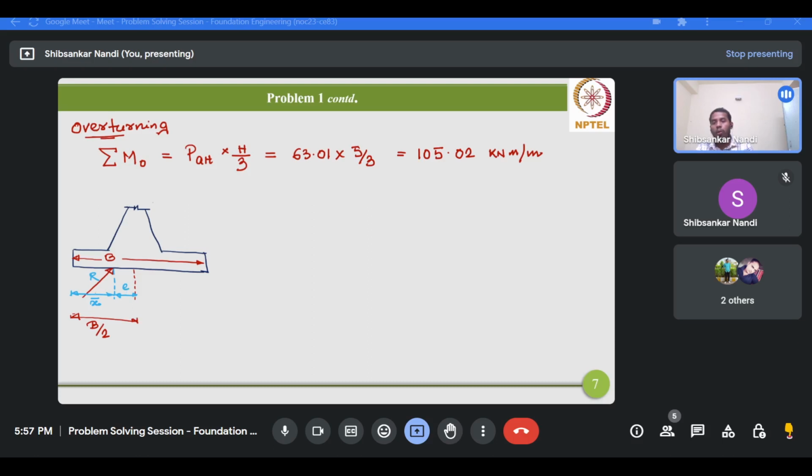Okay, now how we can determine this x bar? So x bar we can determine by taking the moment about the toe of all the forces.